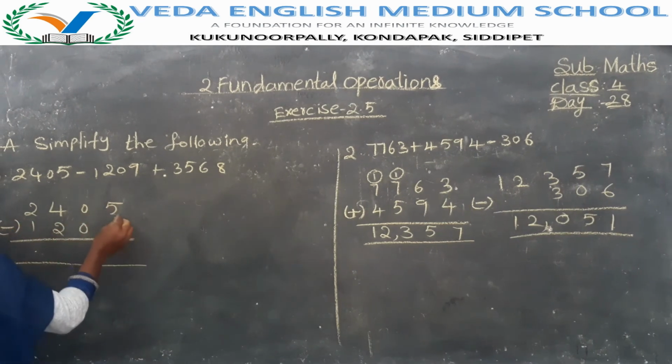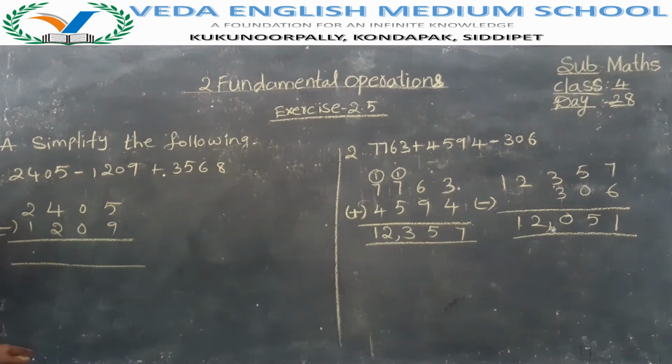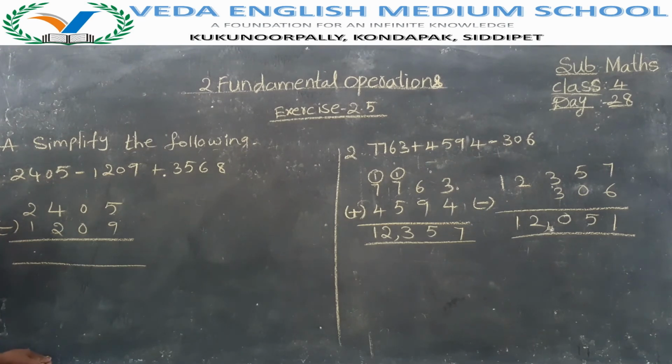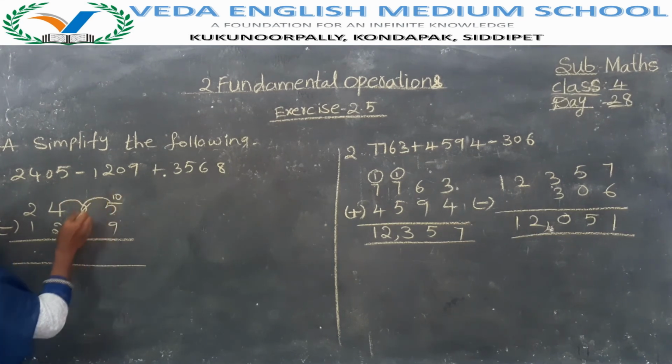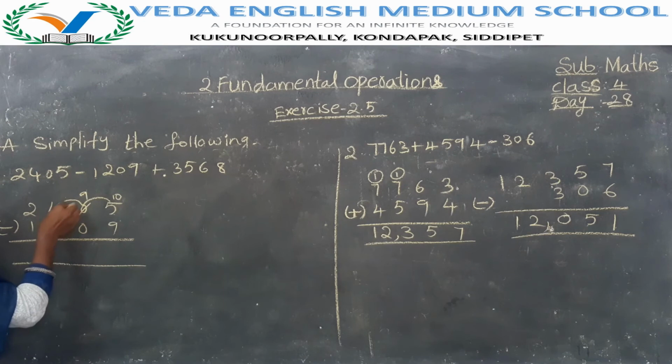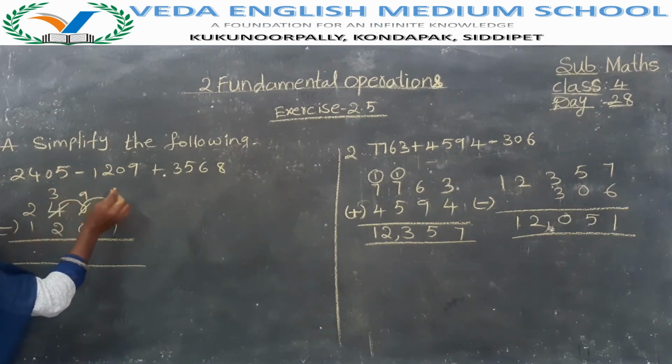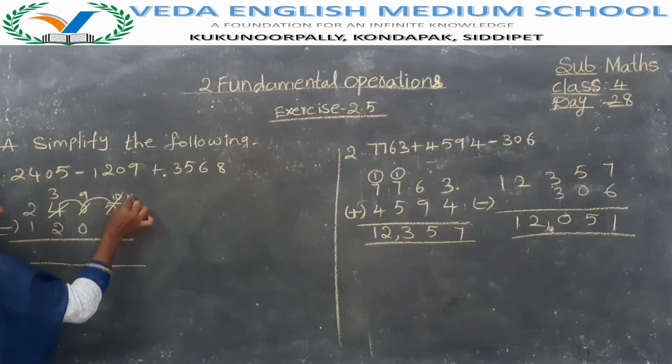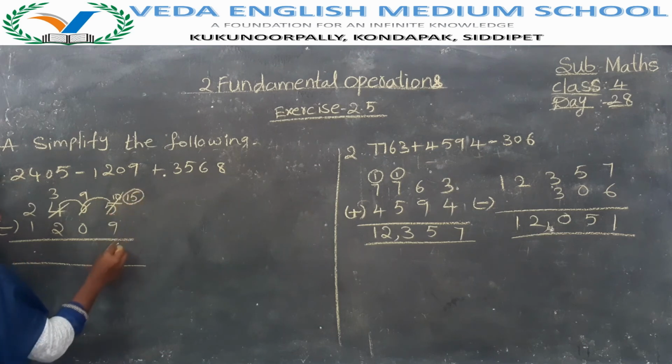Subtract. Is 5 minus 9 possible? No. Then what do you have to do? You have to take borrow. From where? From the next number. But here the next number is 0. So you have to go to another number. Then you take borrow from 4. 4 to 0, 0 to 5. Here 9, here 0, here 9. Here 4 will be 3. 10 plus 5 is 15. 15 minus 9 is 6.